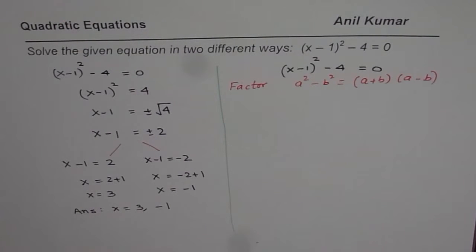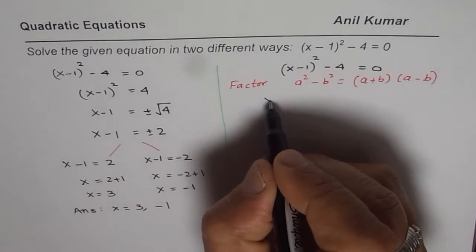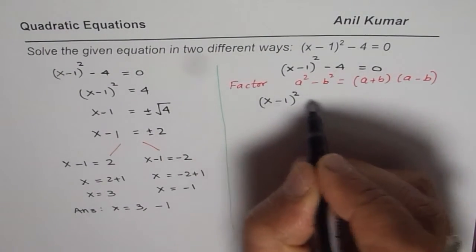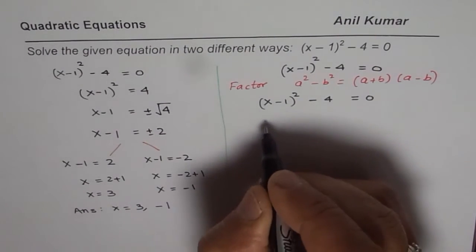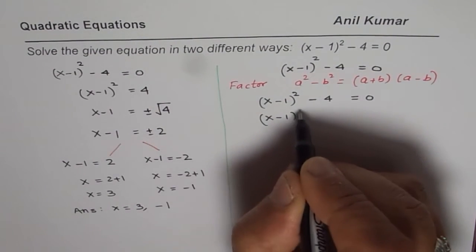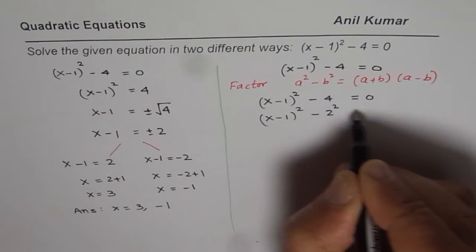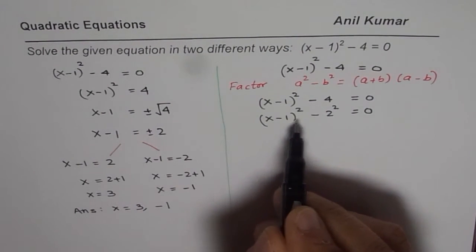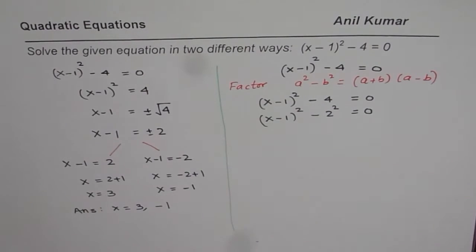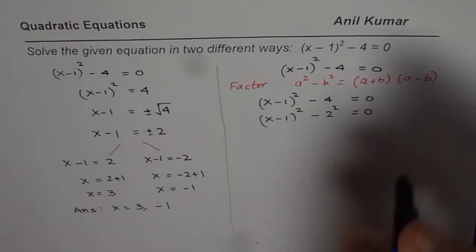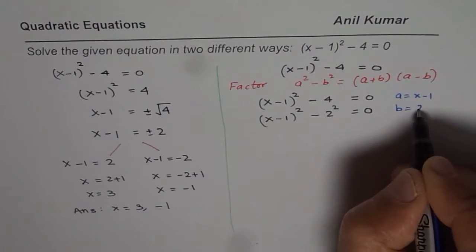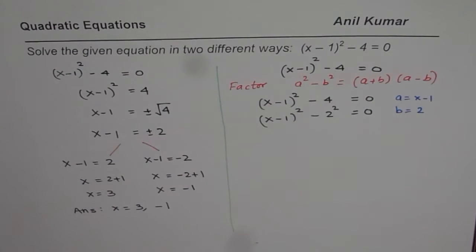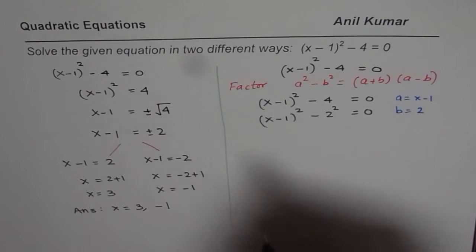Okay, now let us continue with this solution. What we have here is (x − 1)² − 4 = 0. Now 4 is 2². Let me rewrite this: (x − 1)² − 2² = 0. Now a² − b², where a is x − 1. Think as if a for us is x − 1 and b for us is 2, right? 2². Now we can apply this formula of factoring and factor it.